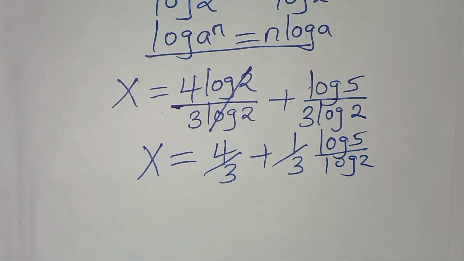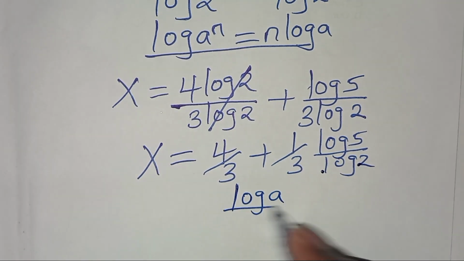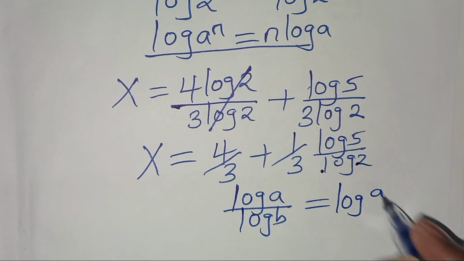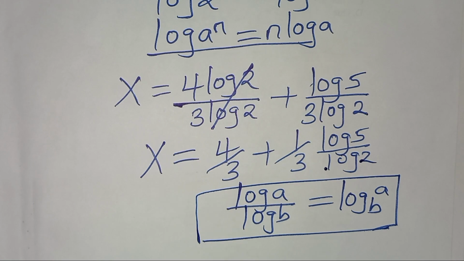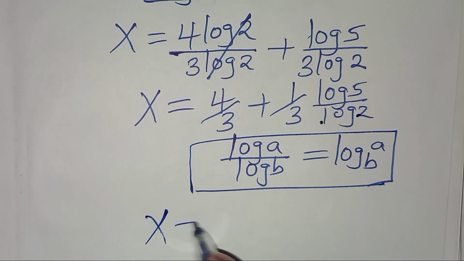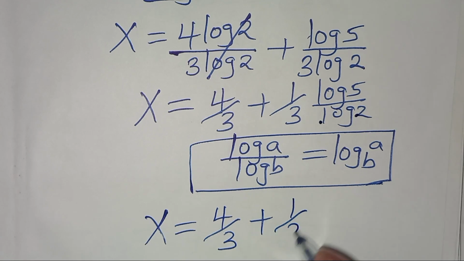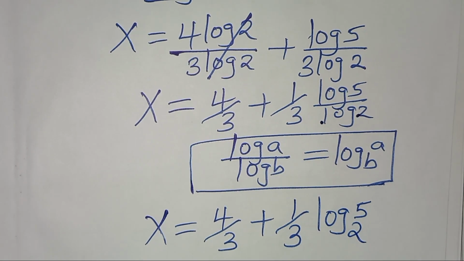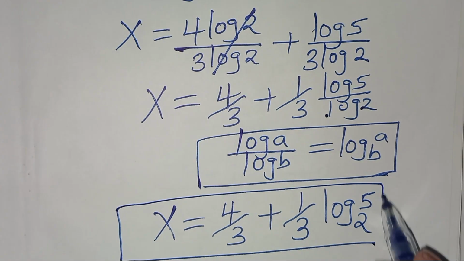The next step here, log 5 divided by log 2 is in the form of log a divided by log b, which we can express as log a to base b. Now let's apply this logarithm property here so that now x is equal to 4 over 3 plus a third log 5 to base 2. So this is the value of x.